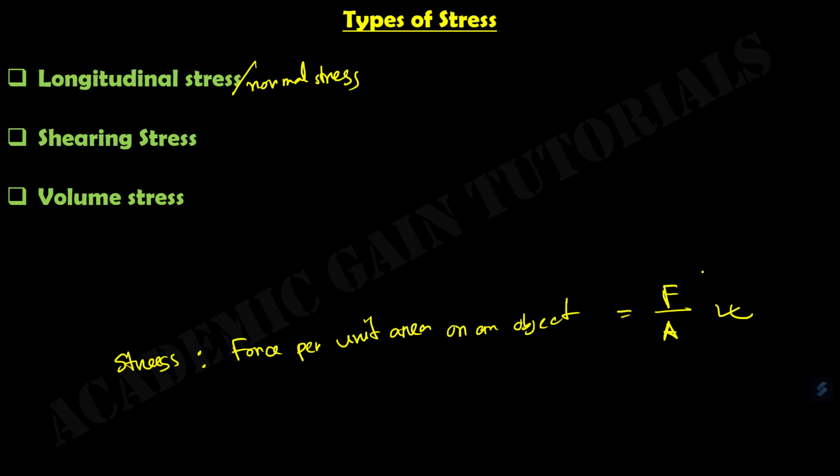And what is shearing stress? The stress applied to produce shearing strain is called shearing stress. Due to the shearing strain, the stress occurring in a body is known as shearing stress, and the formula of shearing stress is also F by A. And what is volume stress? The stress applied to produce volume strain of a body is called volume stress, and the formula of volume stress is also F by A.